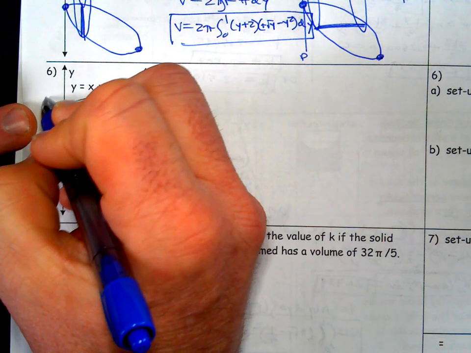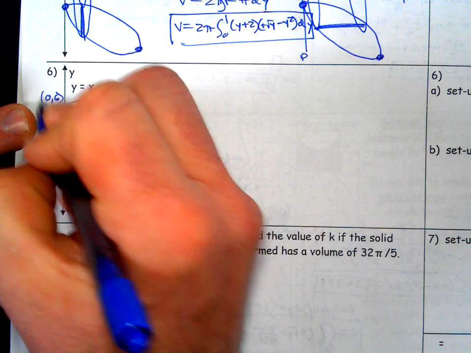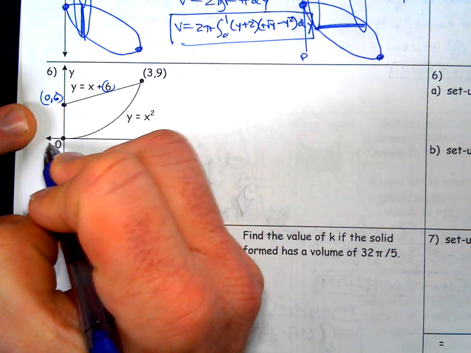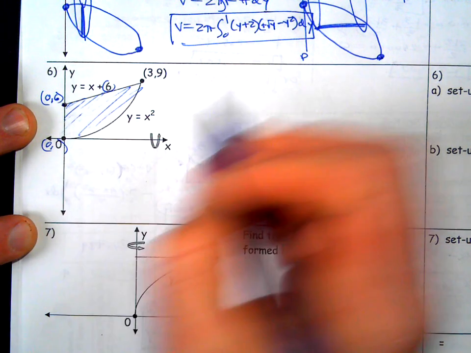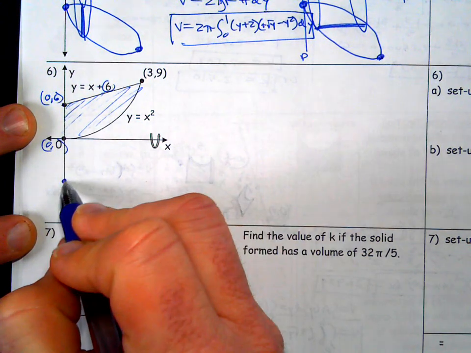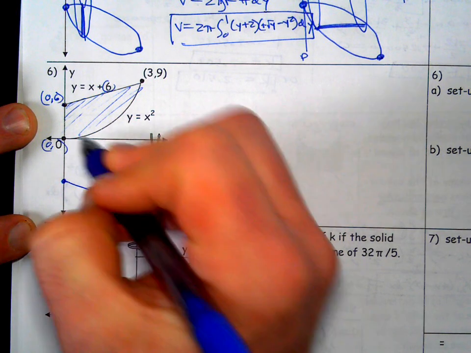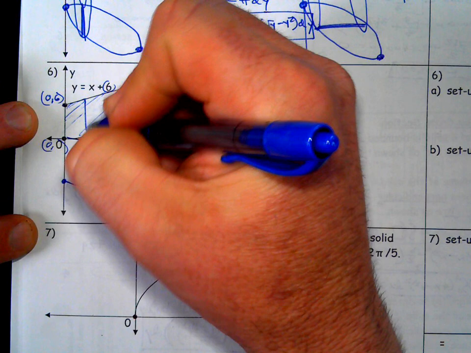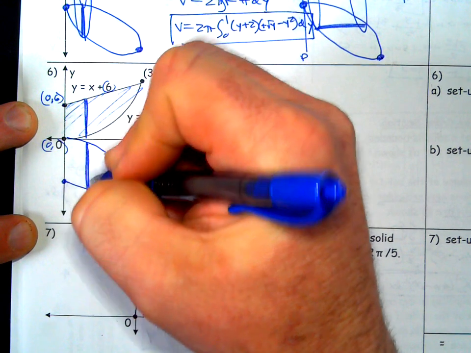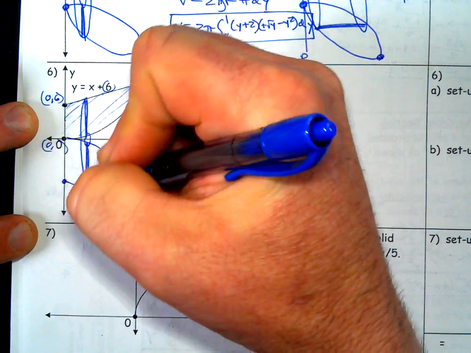This is 0, 6. It's the y-intercept of that line, right? This is 0, 0. We have the intersection here. This is the original region. We're spinning around the x-axis. So I like to draw the corners. Now, if we do dx, those are going to be vertical slices. The perpendicular axis is symmetry.